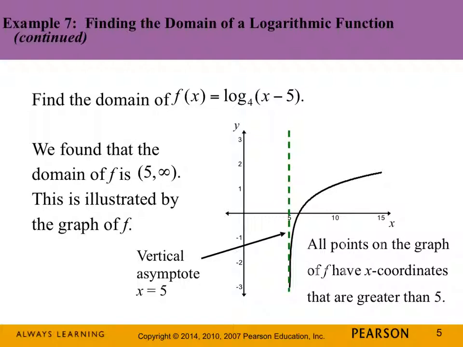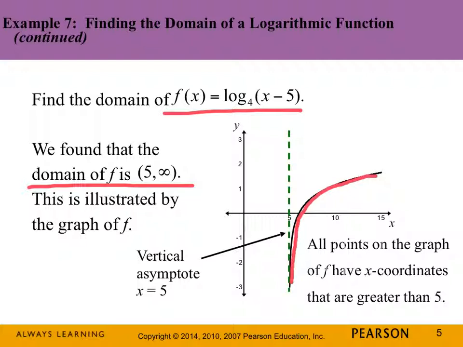And I've gone ahead and given you here the graph of the function f of x equals log base 4 of x minus 5. As you can see, we said the domain was going to be from 5, not including 5, to positive infinity. So those are all the possible x's. And notice that x can never be 5. You've got a vertical asymptote actually here at x equals 5.